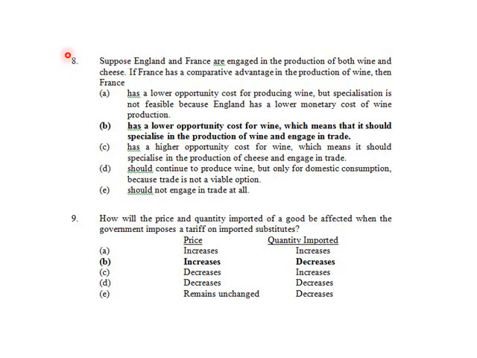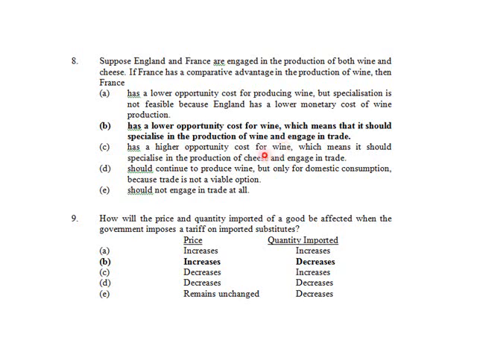Okay, question 8. Suppose England and France are engaged in the production of both wine and cheese, and if France has a comparative advantage in the production of wine, then this country, what's a comparative advantage? That means they have a lower opportunity cost for the production of wine, which means that it should specialize or focus in producing that and then trade with other countries. So comparative advantage means a lower opportunity cost for that product. The theory encourages countries with comparative advantage in that product to specialize and then trade with other countries.